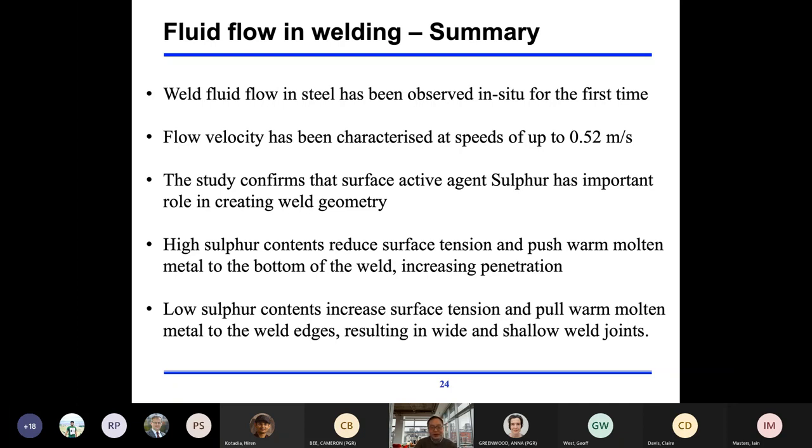With a high sulfur content, surface tension is reduced and it pushes warm molten material to the bottom of the weld, therefore increasing the penetration, and you have a much deeper weld pool or weld bead. Low sulfur increases surface tension and pulls the warm liquid material to the edges of your weld pool, resulting in a wide and shallow weld bead.